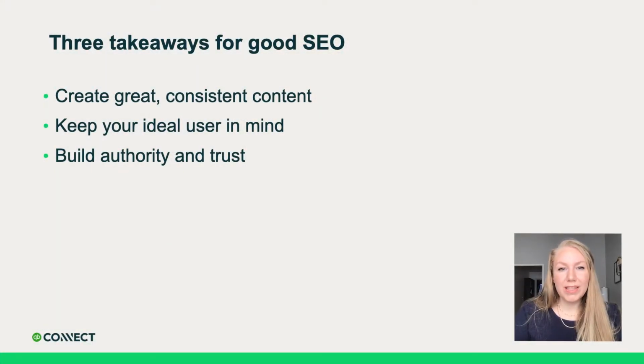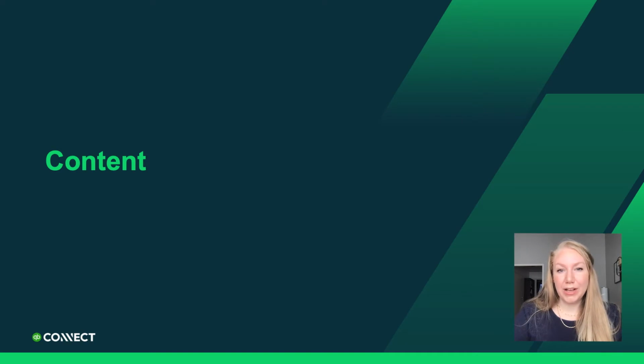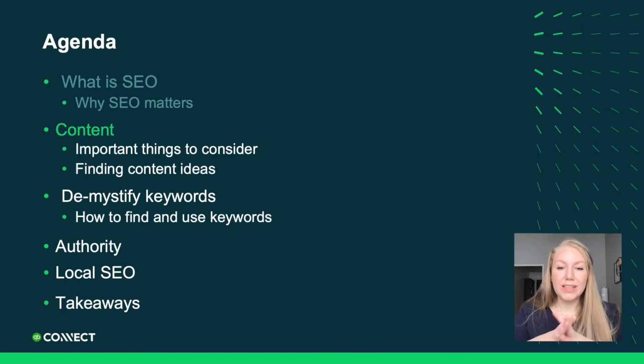The most important things you need to know about how to improve your SEO today are creating great, consistent content, keeping your ideal user in mind, and building authority and trust. Let's get started with a discussion on what I mean by great, consistent content. Today, we will discuss important things to consider when creating content and how you can find content ideas that will bring people to your website.